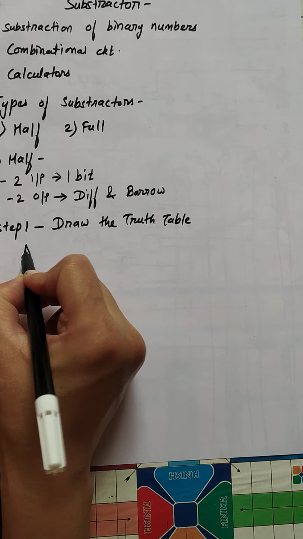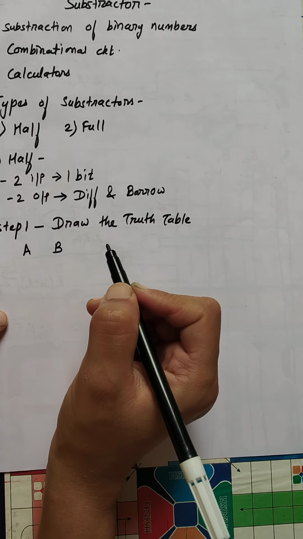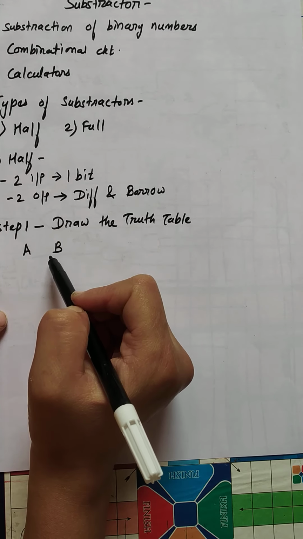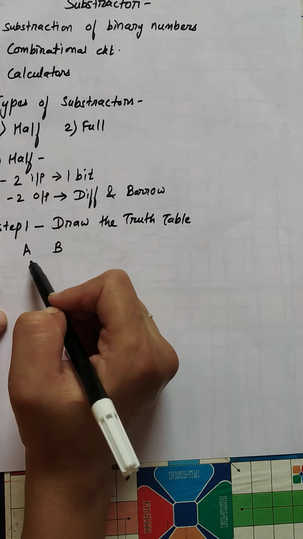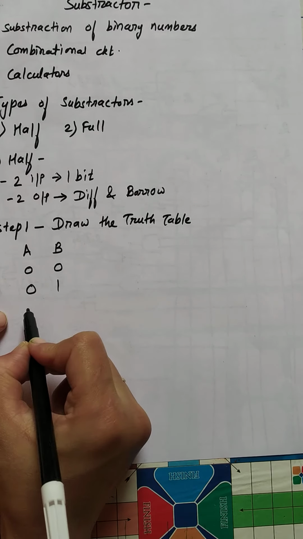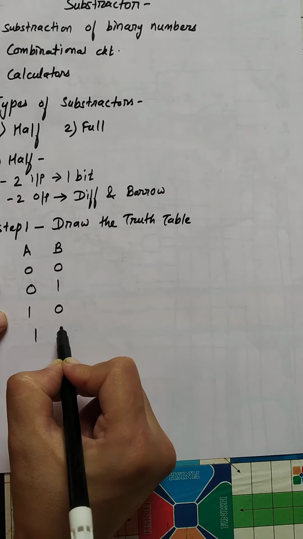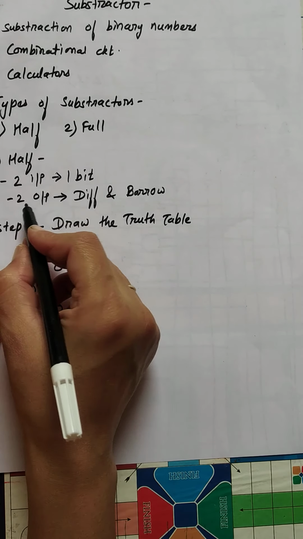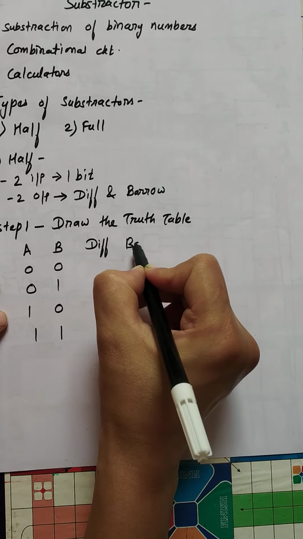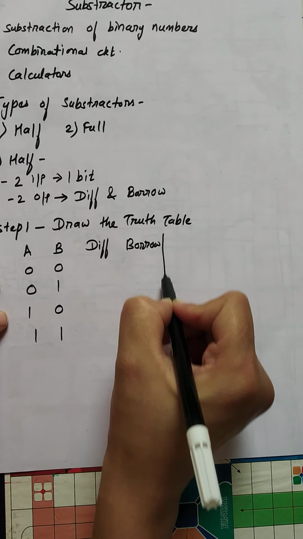Two inputs are there. I'll consider A and B as inputs, right? Two inputs I have taken and both inputs will be of one bit. So how many total bits will be there? 2. So how many combinations will be there? 4 combinations will be there, right? Now what is the output? Here we are having two outputs, that is difference and another one is borrow, right?